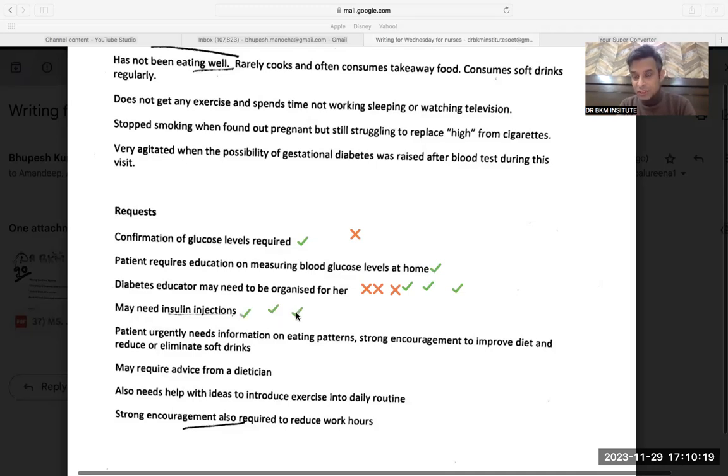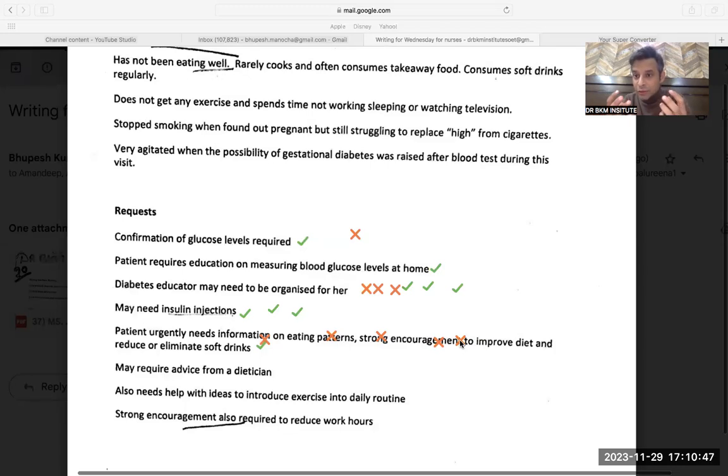Patient needs information on eating patterns, strong encouragement to improve diet. Yes, can be included. May require advice from a dietitian. Now, when they have mentioned that he may require the advice from the dietitian, this point will be covered by the dietitian. So that is what you need to understand in OET writing, that it is not very important to write this point, because this letter we will write about the eating pattern to the dietitian.